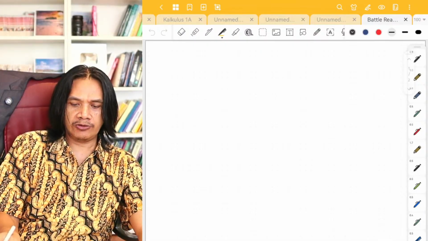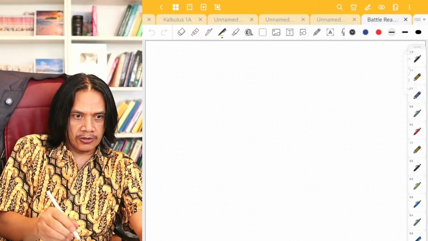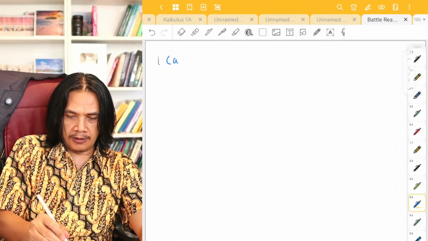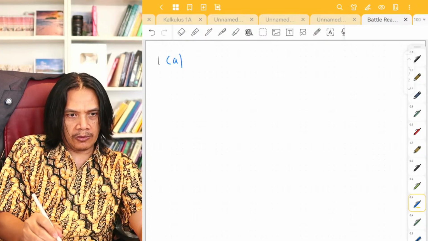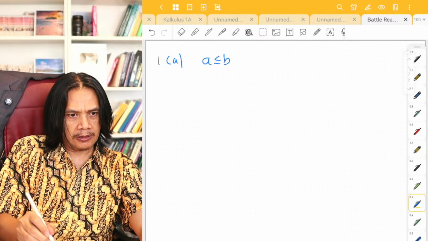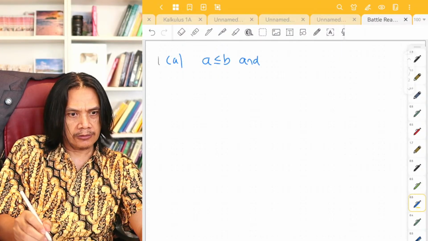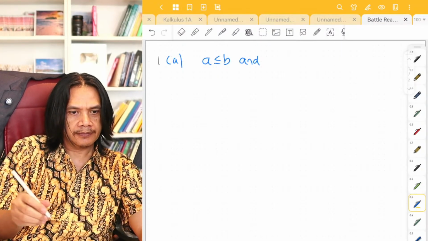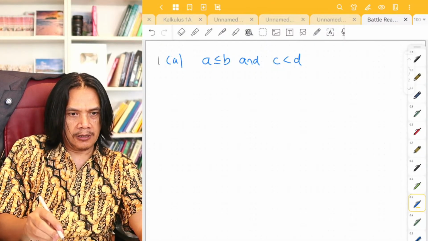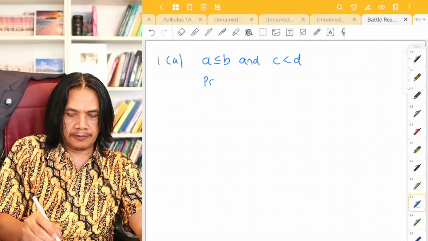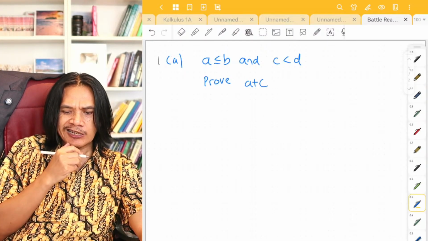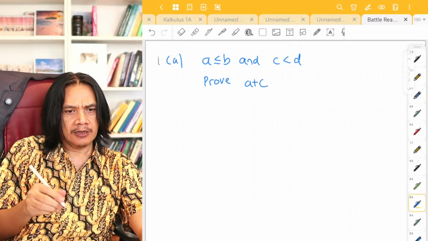Okay, so let's do it, Mr. Akang. Let's do number 1A. We want to prove that if A is less than or equal to B and C is less than or equal to D, then A plus C is less than or equal to B plus D.